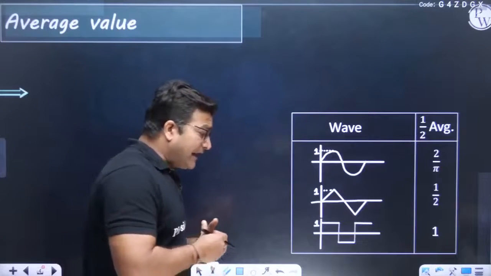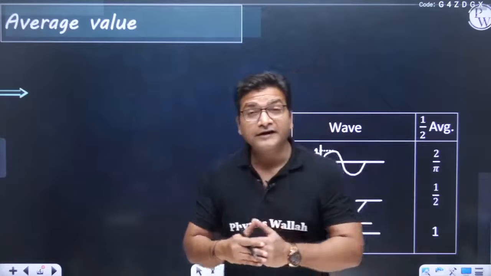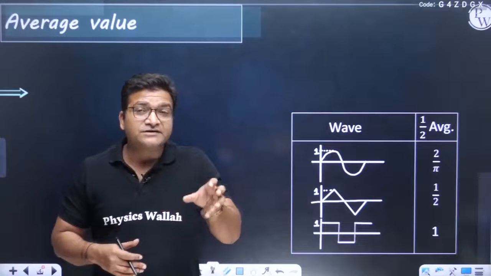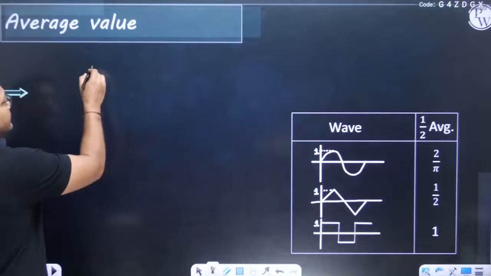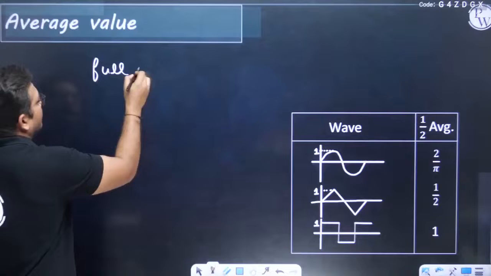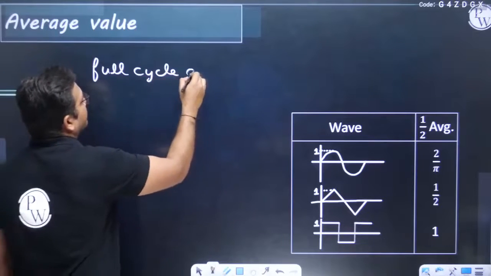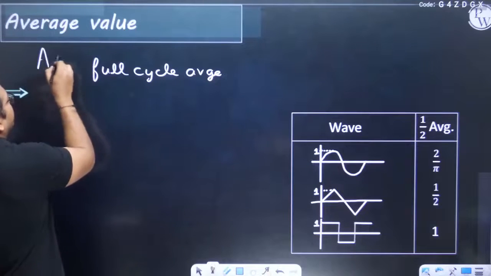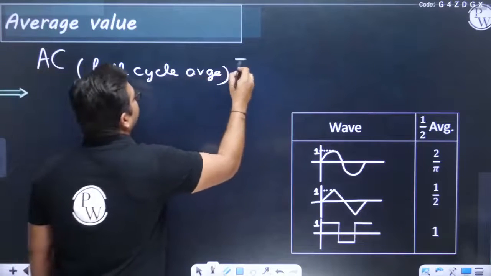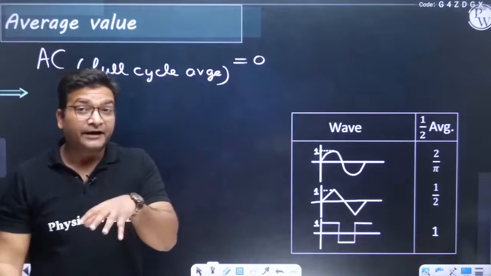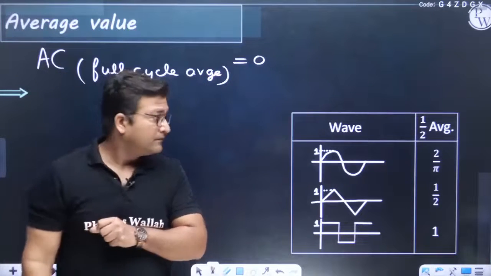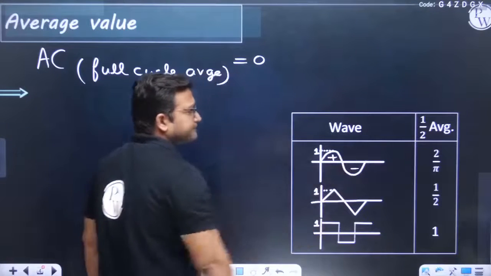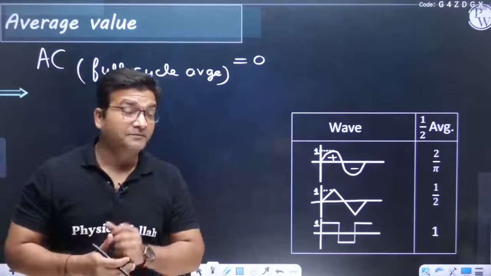Now we will understand the average value. As alternating quantities are equally positive and equally negative for a fixed interval of time, the full cycle average of any AC quantity is always 0, because it is equally positive and equally negative for equal intervals of time. Like, can you see here, it is positive here, it is negative here, so the average is 0. But how do we calculate average? Let me tell you first.